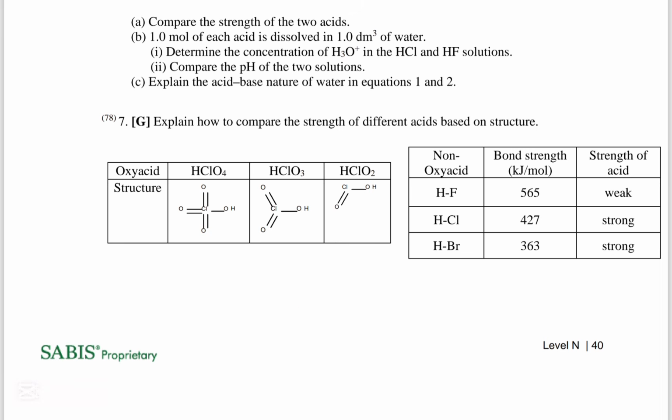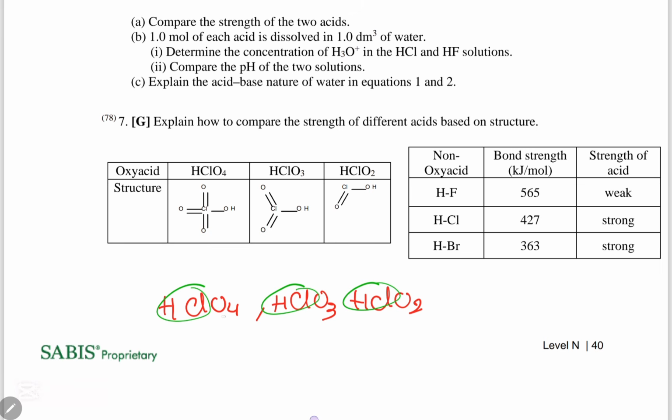Now the next comparison is for any acid. For example, the examples they gave us, HClO4, HClO3, and HClO2. How can we compare these? First of all, they all share HCl as something common. The only thing that differs is the number of oxygens. Now, the main rule you should know is that the greater the number of oxygens, the stronger the acid.